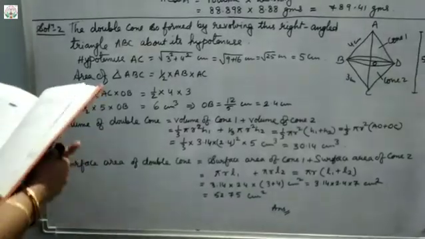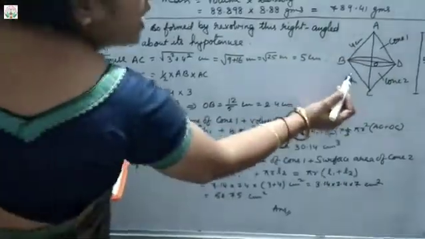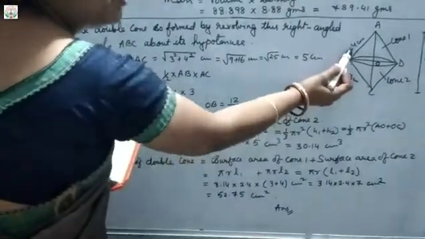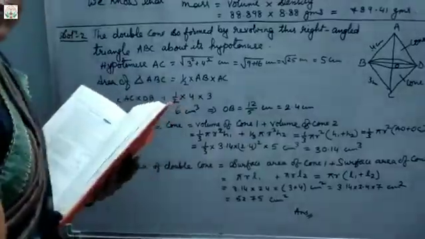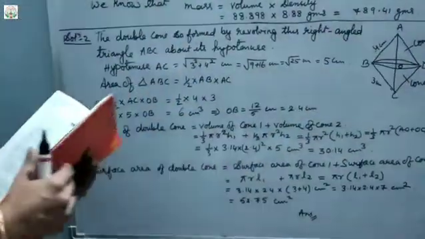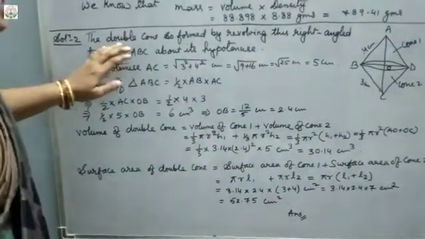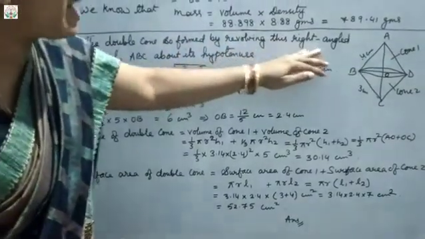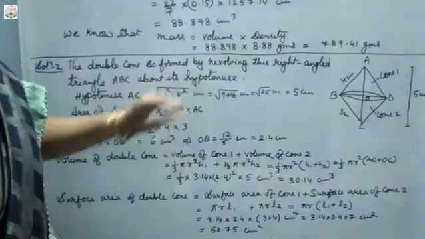Meaning you can see here ABC is a right angle triangle whose base is here as 3 centimeter, and this one is the perpendicular, 4. Okay, that is revolved around its hypotenuse. Clear now? Understood, children? The question says that the double cone is so formed by revolving this right angle triangle ABC about its hypotenuse.